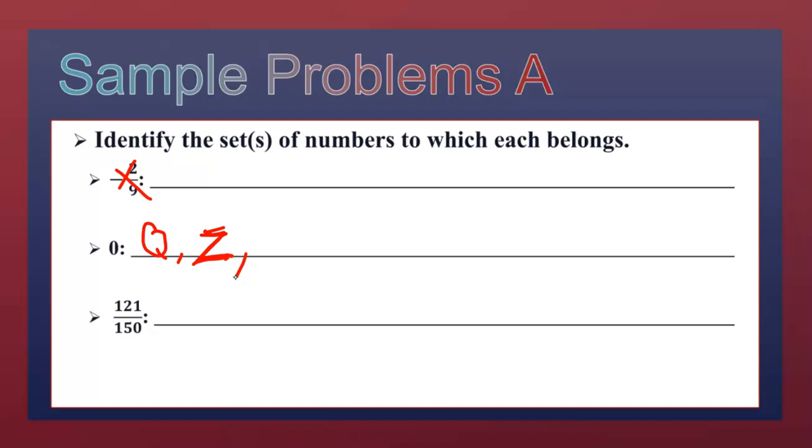It's a whole number because it has a 0. 0 is included with the whole numbers, so this is a whole. It is natural. Actually, it's not natural because natural are your counting numbers, and we don't count by starting with 0. We always start with 1. And our last one is also a fraction, so this is just rational.